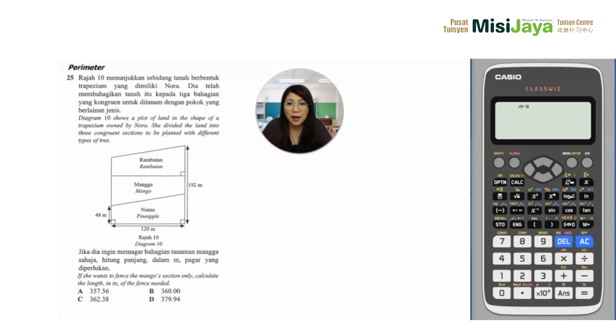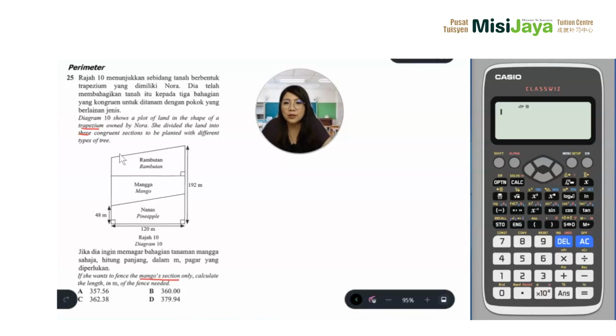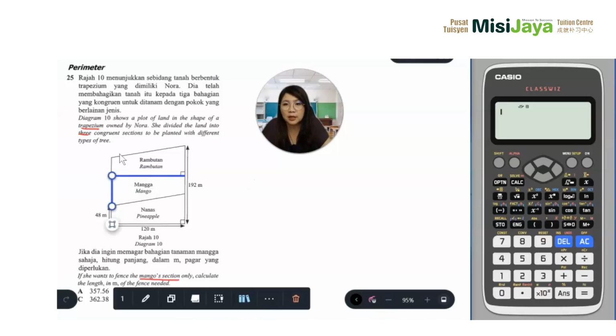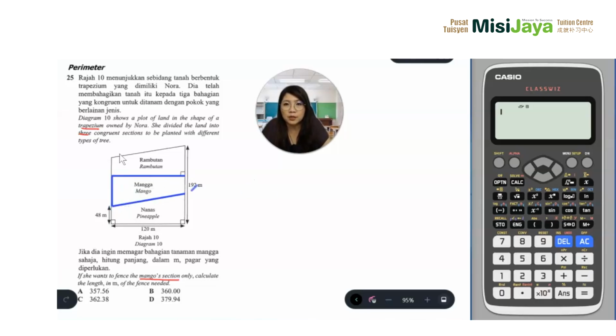Let's look at question number 25. This question is on perimeter. Diagram 10 shows a plot of land in the shape of a trapezium owned by Nora. She divided the land into 3 congruent sections to be planted with different types of trees. So we have rambutan, mango, and pineapple. If she wants to fence the mango section only, calculate the length of the fence needed, which means that we need to calculate the perimeter of this section. We need to know all the 4 sides, and then we add up together.